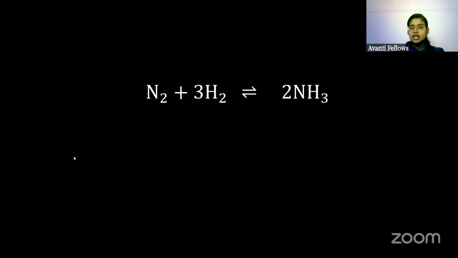So here is N2 plus 3H2 giving 2NH3. And the 2NH3 can go back to 3H2 and N2. Here you can see a symbol, and this symbol denotes equilibrium. It also denotes that the reaction is a reversible reaction. Reactant can be converted to product and the product can be converted to reactant.